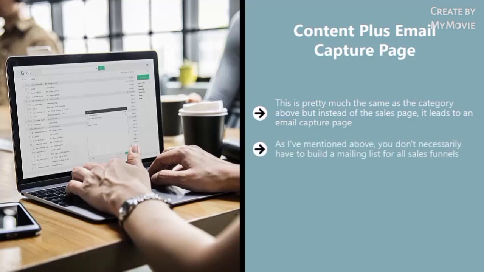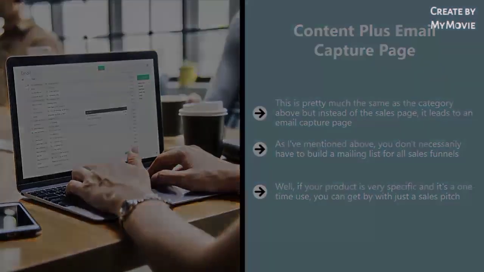As I've mentioned above, you don't necessarily have to build a mailing list for all sales funnels. Forget what other self-proclaimed marketing gurus tell you. Some people would always tell you that you need to build a mailing list. Well, if your product is very specific and it's a one-time use, you can get by with just a sales pitch. You don't necessarily have to get a sales page that's plugged into by a network of content pages. It all depends on both your audience and the product or service you are promoting.